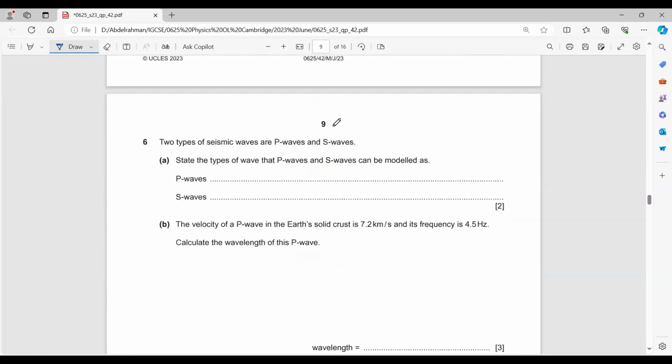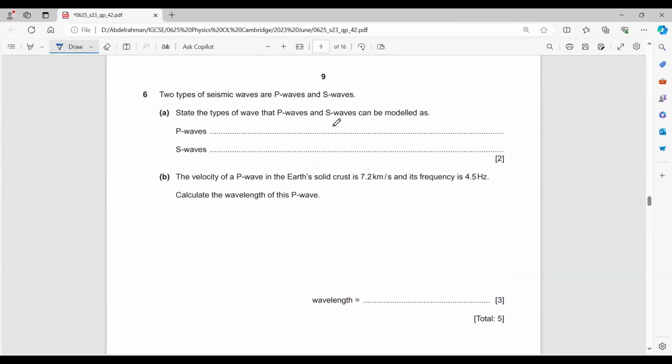Okay, good. Two seismic waves are P and S. State the type of waves P and S. If you do not remember them, usually I prefer to say S is transverse, because S and S. Therefore, P is longitudinal. We kind of need to memorize them. They're new to the syllabus.